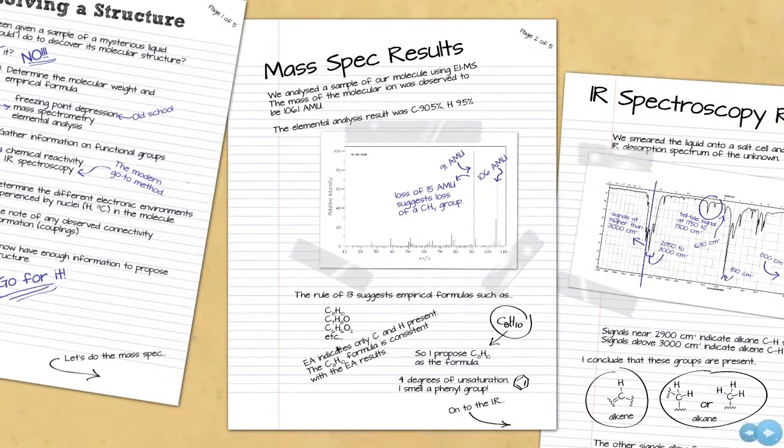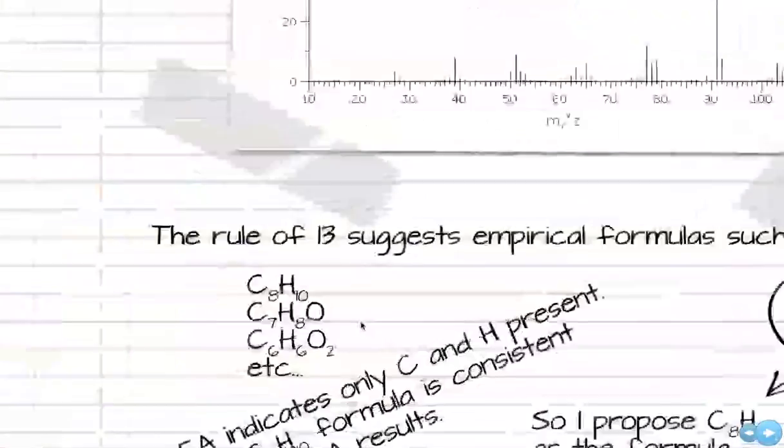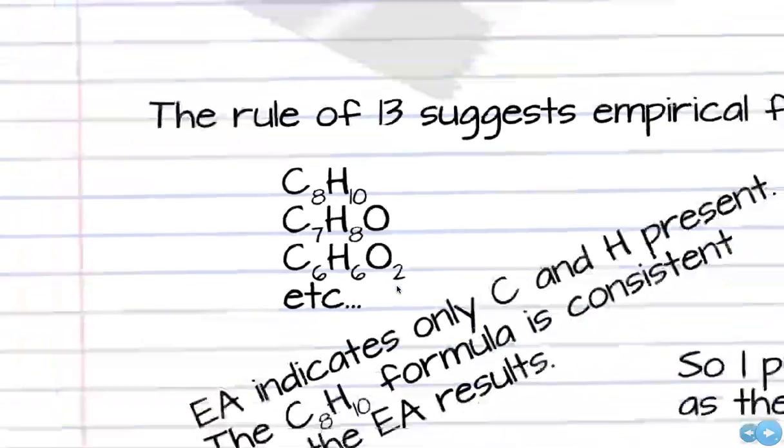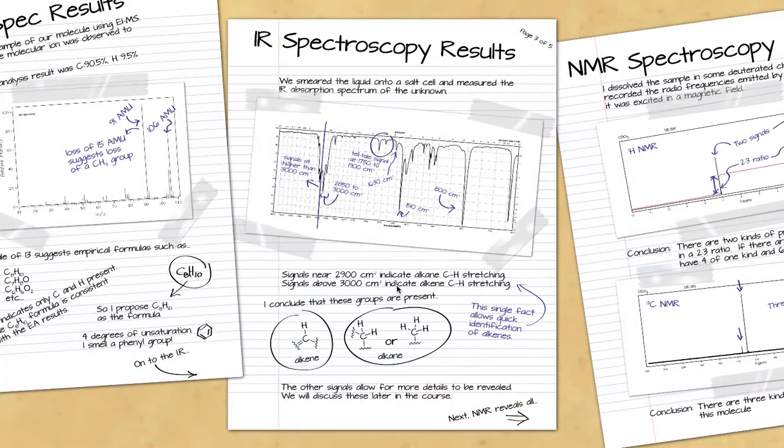So what empirical formula should I be proposing here? Well, let's have a look here. This formula, C8H10, fits our mass. If there was an oxygen present, the formula that fits the mass best now is C7H8O, and on and on. We got this from the rule of 13. Read about the rule of 13, learn about the rule of 13. The rule of 13 is a great way to start proposing some initial empirical formulas. So that's another thing you need to do, is get tuned up on the rule of 13. So now that we've proposed C8H10 as our empirical formula, we can start confirming that with IR.